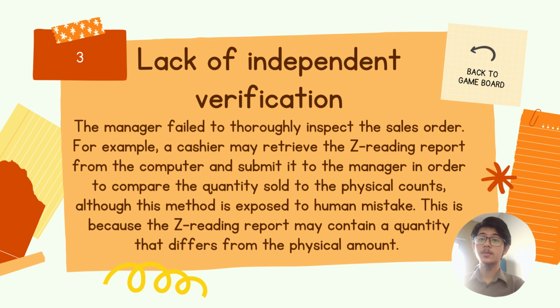So, the third weakness is the manager failed to truly inspect the sales order. For example, a cashier may retrieve the Z reading report from the computer and submit it to the manager in order to compare the quantity sold to the physical counts, although this method is exposed to human mistake. This is because the Z reading report may contain a quantity that differs from the physical amount.